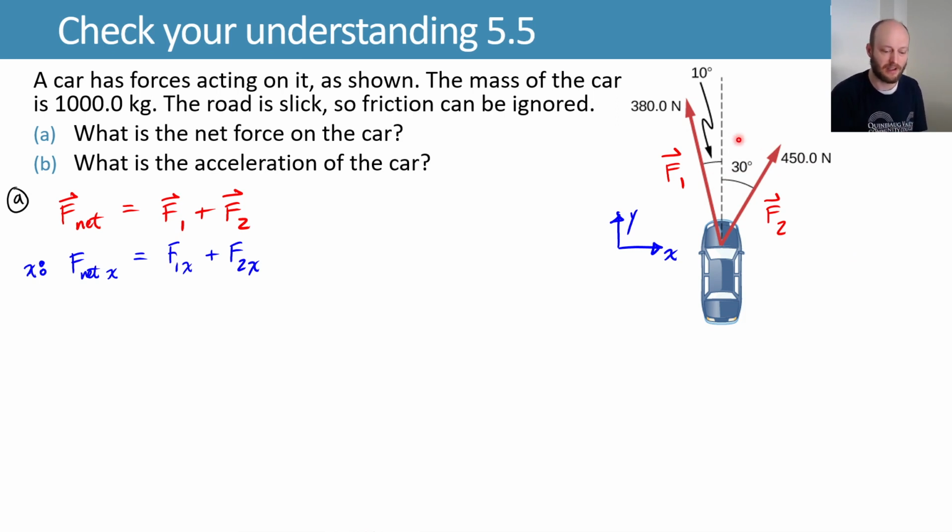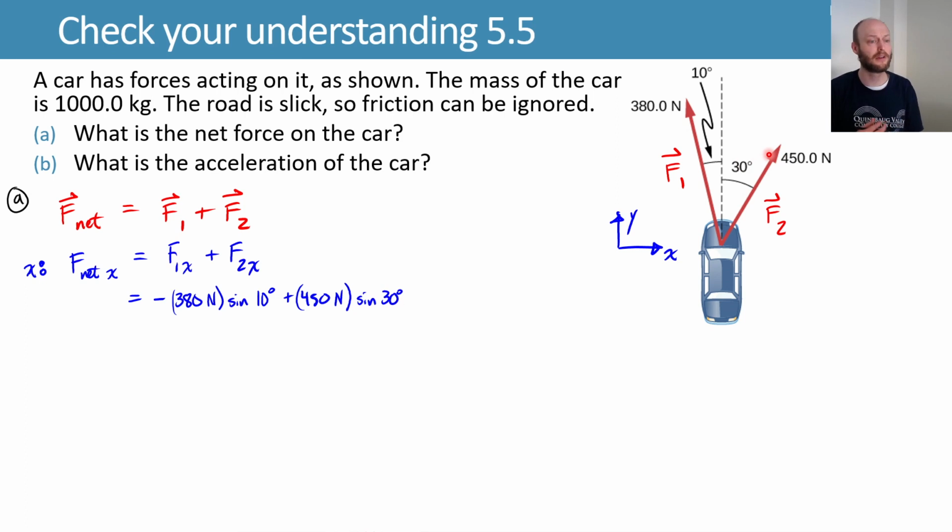Here I'm going to show you using sine, where we say F1 has an angle of 10 degrees with the Y-axis, so the opposite side is the X, so this should be a negative because it's going to the left, and it will be negative the magnitude times the sine of 10 degrees. So that'll be negative 380 newtons times the sine of 10 degrees. And then for the F2, it will be the magnitude 450 times the sine of 30 degrees. I encourage you, if you got lost by that, to draw out the right triangle and verify that this works out for you.